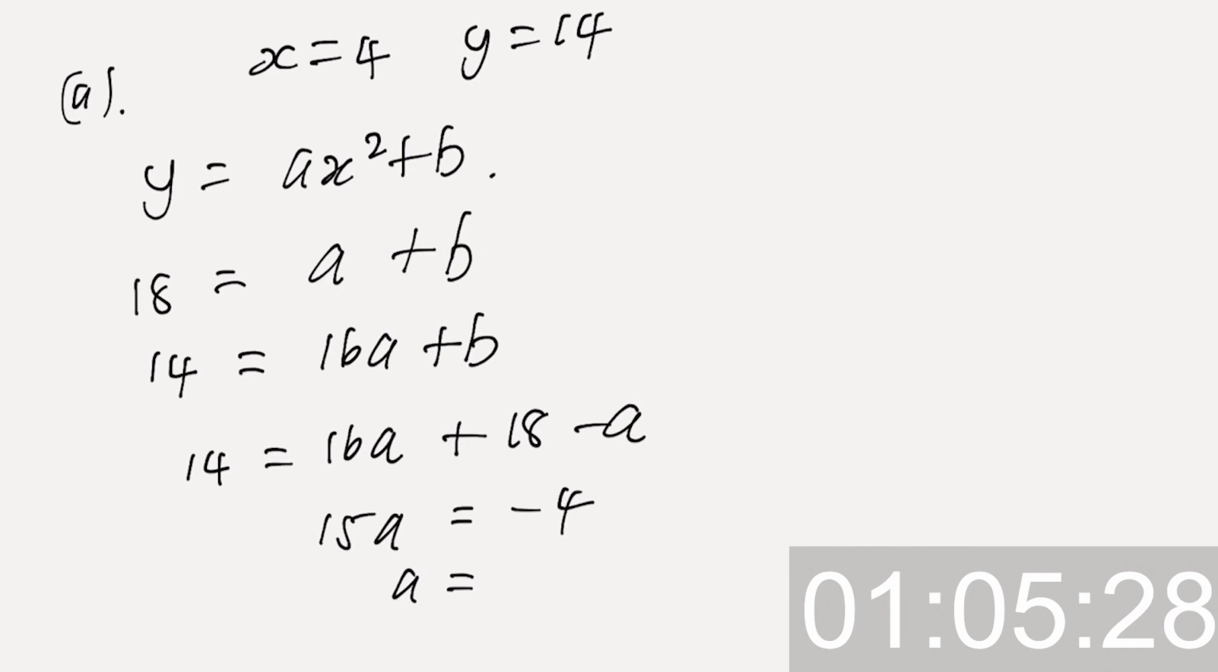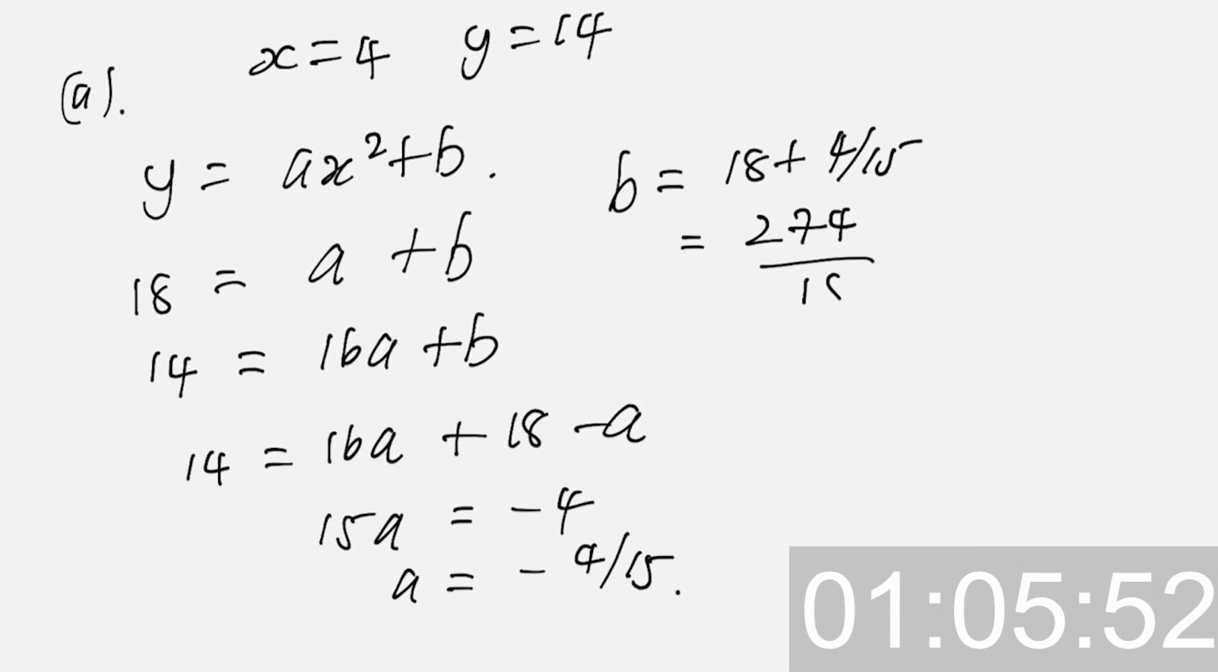So a is minus 4 over 15, which means that b is equal to 18 plus 4 15ths, nice numbers again. I have to do this on my calculator again. I'm getting quite used to this calculator. 18 times 15, being lazy, 270 plus 4, so 274 over 15 for b. Right, that's the first bit.